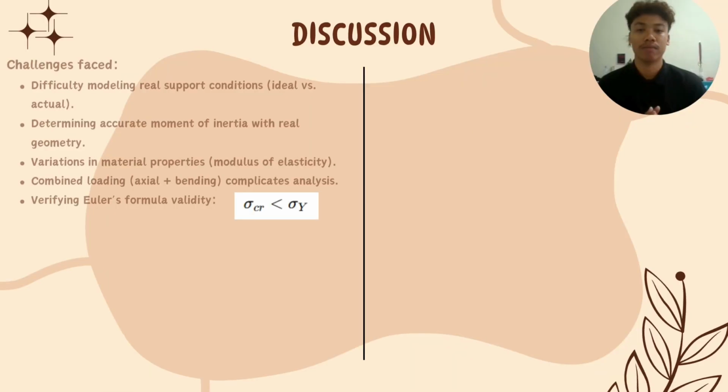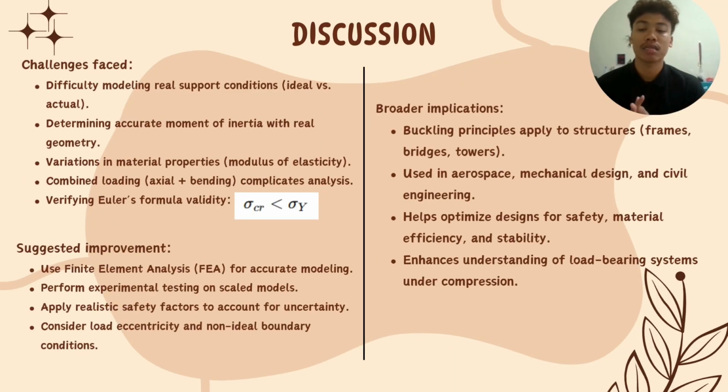Thank you. So we move to the discussion. First, challenge phase. Difficulty modeling real support conditions, which is ideal versus the actual one. Determining accurate moment of inertia with real geometry. Variation in material properties such as the modulus of elasticity. Combined loads like axial plus bending complicate the analysis. And verifying the Euler formula validity, where critical stress must be less than yield stress.